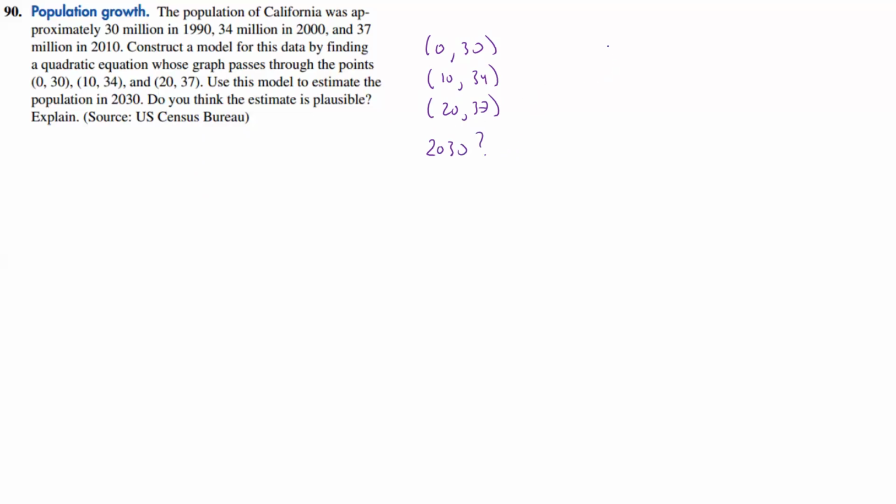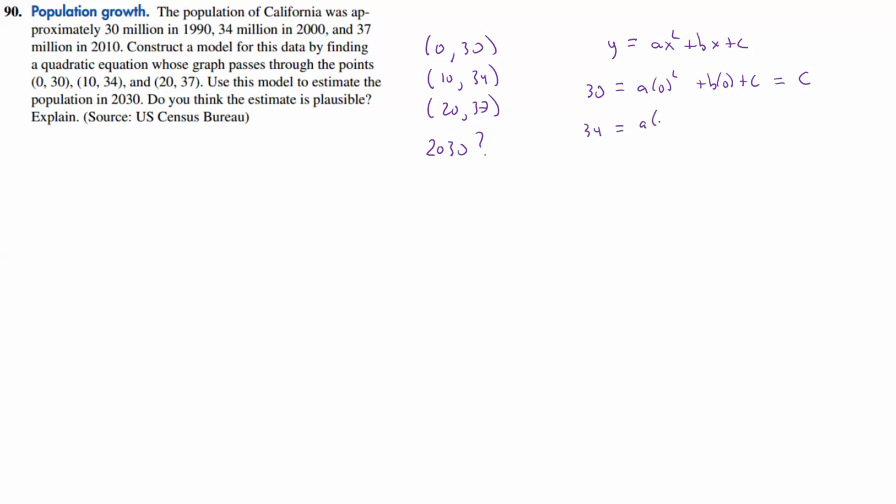And so quadratic, what does a quadratic look like? Well, y equals ax squared plus bx plus c. And so if we plug in our x's and our y's, we can simplify these. So let's do the first one. 30 equals a times 0 squared, which is 0, plus b times 0 plus c. Well, that's 0, that's 0. So basically that tells us that's equal to c. So c is equal to what? 30.